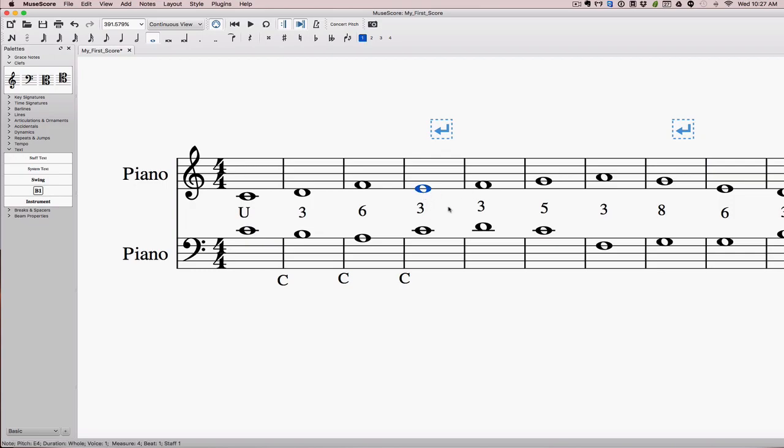Ooh, interesting here. Not contrary motion. This one's going up, and this one's going up. So that brings us to another type of motion. This one is called parallel motion. Now this is allowed, but it has some additional rules behind it. Parallel motion means we are going in the same direction, both going up here, by the same interval. So we're going up a second and up a second.